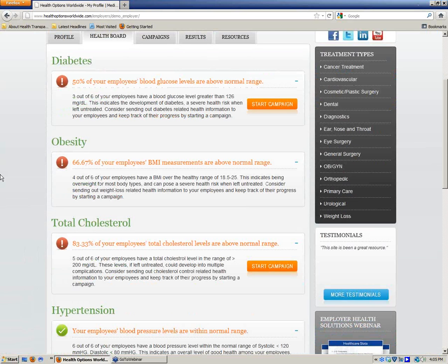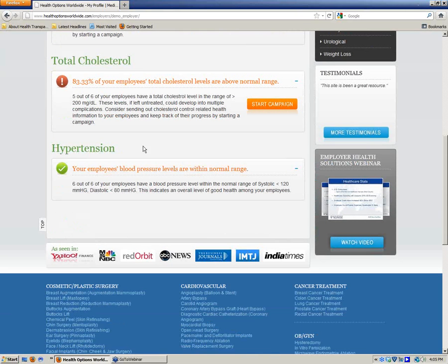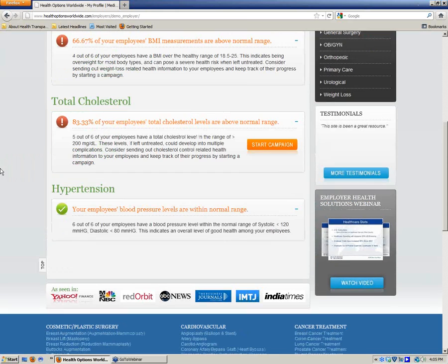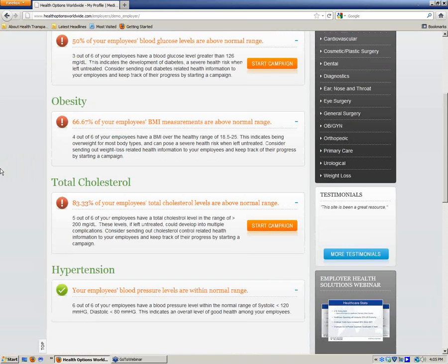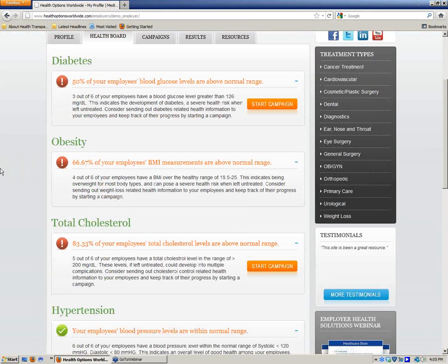This viewpoint is called the health board. And what we're highlighting here is really how we can improve the wellness of an organization with information. What I mean by that is we're going to understand and identify the risk of the healthcare of an organization at an aggregate level. So we'll identify those high-risk members. For example, this organization is at risk for diabetes, obesity, and cholesterol. They're not at risk for hypertension. That means their employees are all within the normal ranges.